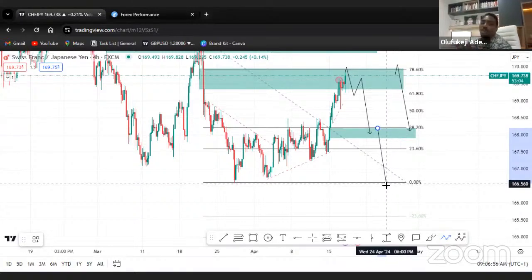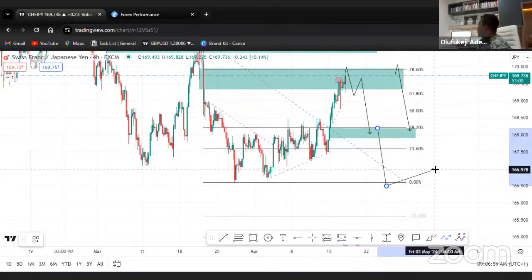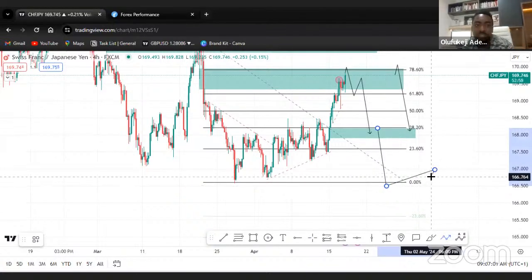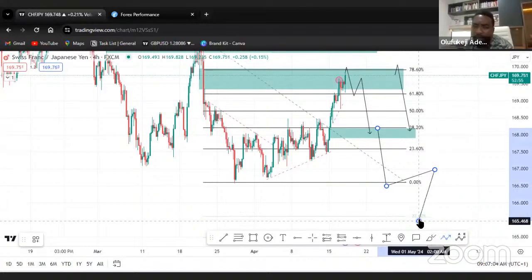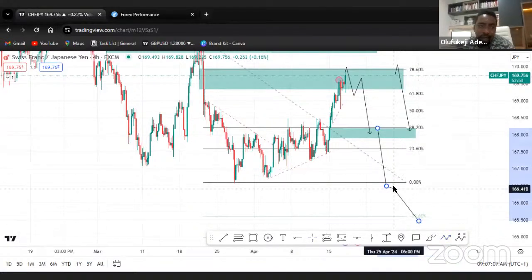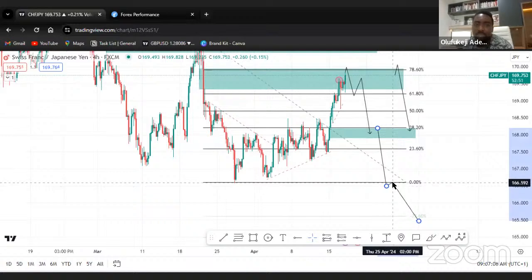So these are the things I'm looking at. We can take a screenshot of this. This is exactly what I'm looking at on CHF JPY. And of course, I'll use my yen basket.